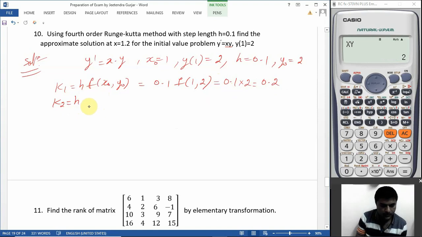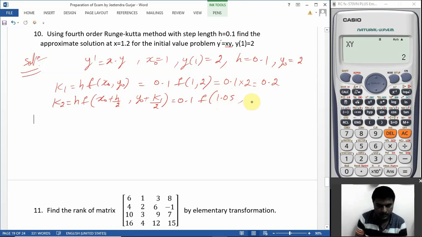Next, go to K3. K3 is equal to h times f of x naught plus h upon 2, y naught plus K2 upon 2. Formula, please remember. So I will write here h only. H is 0.1. F of x naught is 1. I have written here h upon 2. H is 0.1 upon 2, so this is going to become 1.05. Y naught is 2. K2 is 2.205. 2.205 divided by 2 is 1.1025, so 2.1025.